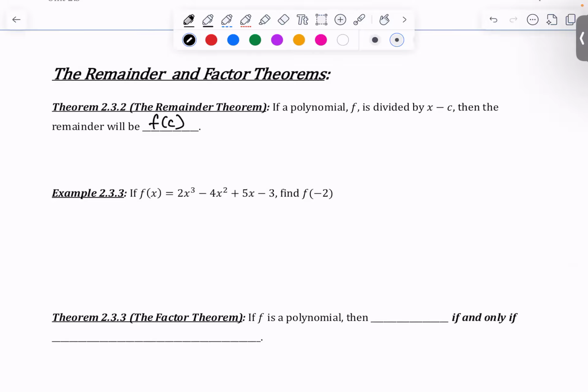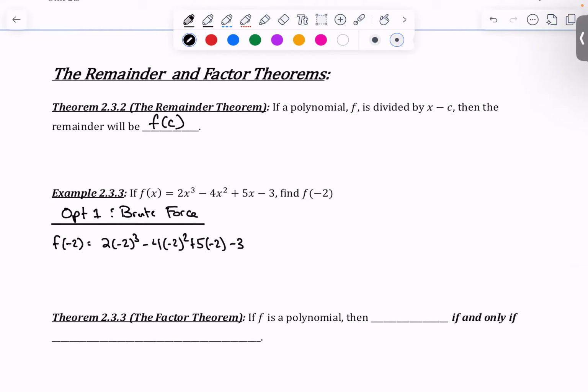So option one, now that we have calculators, option one is what I'd recommend, which is brute force. With a calculator, f of negative 2 is equal to 2 times negative 2 cubed minus 4 times negative 2 squared plus 5 times negative 2 minus 3, which will equal negative 45.